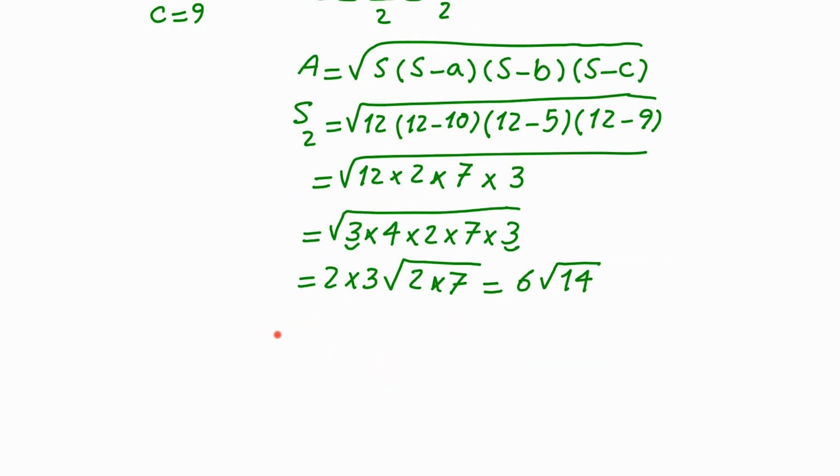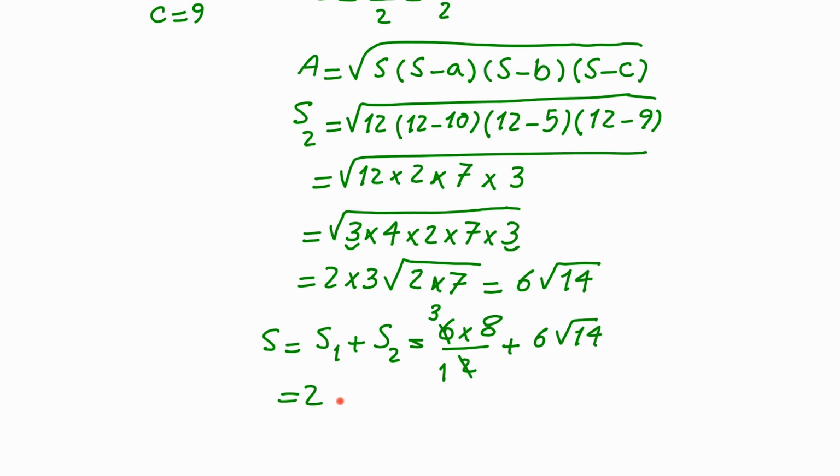So finally we will have S, which is equal to the sum of S1 and S2. S1 is the area of the right triangle with the base of 6 and height of 8 divided by 2, plus the area of S2, which is 6 square root of 14, and if we simplify it, let's divide both numerator and denominator by 2. We get 1 here and 3 here. So we have 24 plus 6 square root of 14.